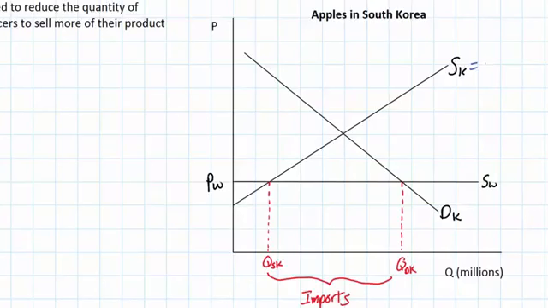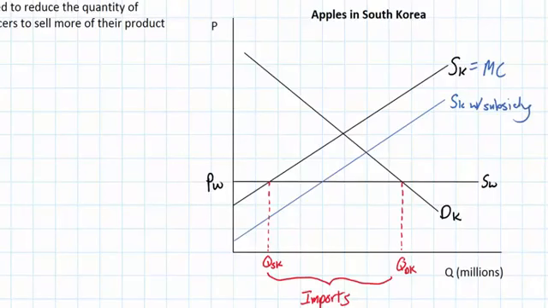In microeconomics, we learned that the supply curve represents the marginal cost, the cost of each additional apple in South Korea in this case. A subsidy reduces the marginal cost to apple growers in South Korea, and therefore shifts the marginal cost curve down, or you could say shifts the supply curve to the right. The impact of a subsidy for apple growers in South Korea would be as follows. I'll label this curve SK with the subsidy. The amount of the subsidy per apple can be understood as the vertical distance between the two supply curves.